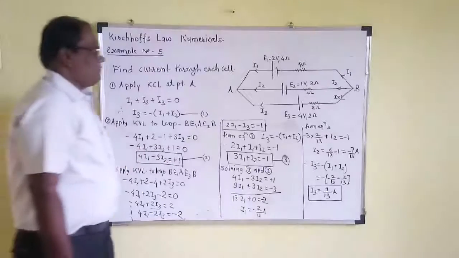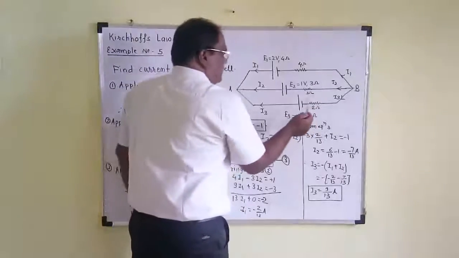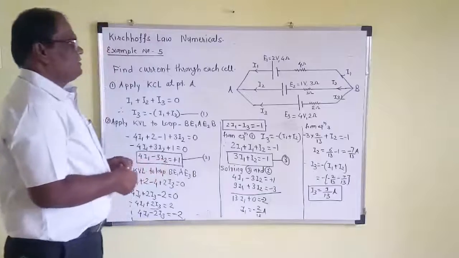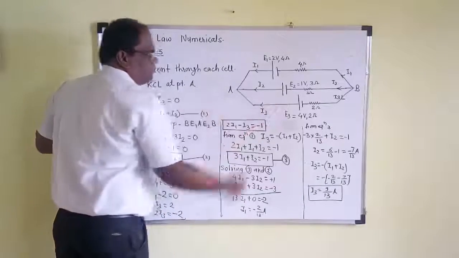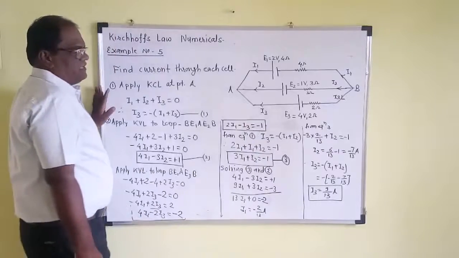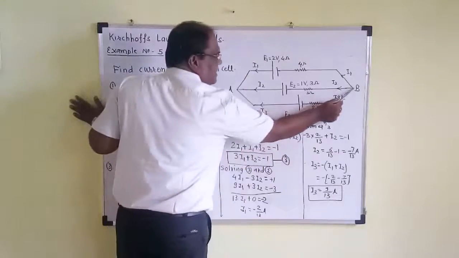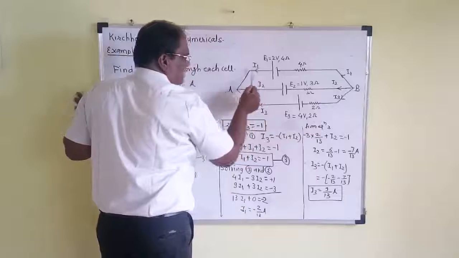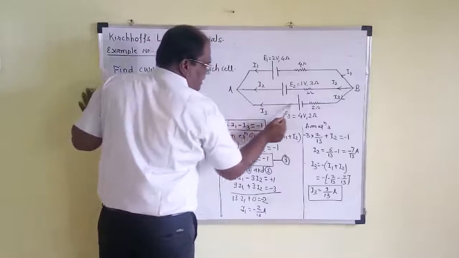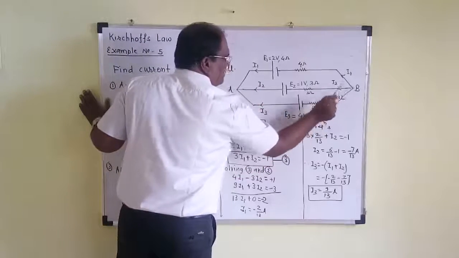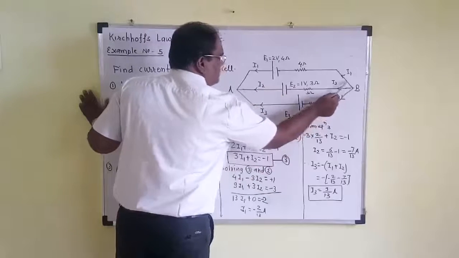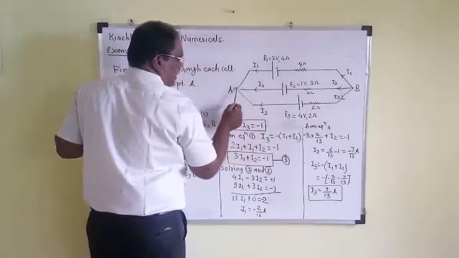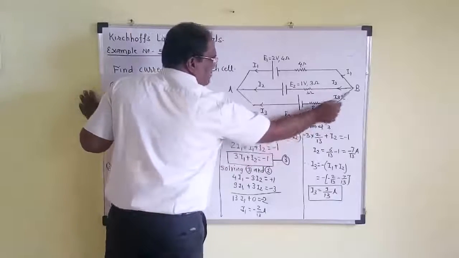Now, apply the second Kirchhoff's law to the second loop. Which one is it? B, E1, A, E3 and B. The first one is this loop. Now the second loop is B, E1, A, E3, B.